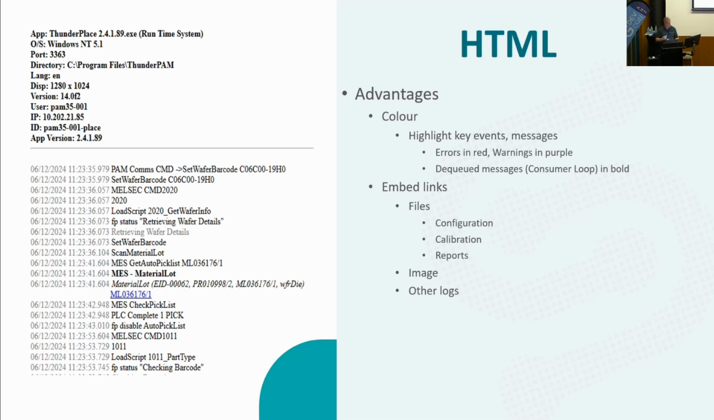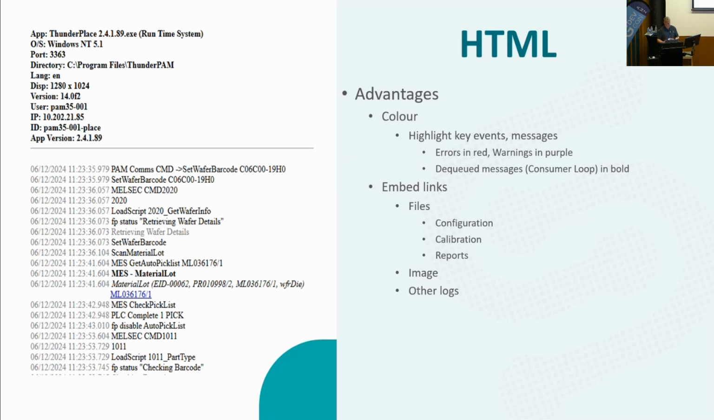You can put in color, very simple. Straight away, your eye's drawn to the color when you're looking for stuff. You can highlight key events, errors in red, warnings in purple if you want, and we'll see those in a very little demo I'm doing.